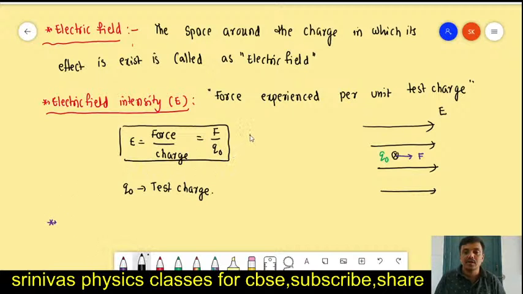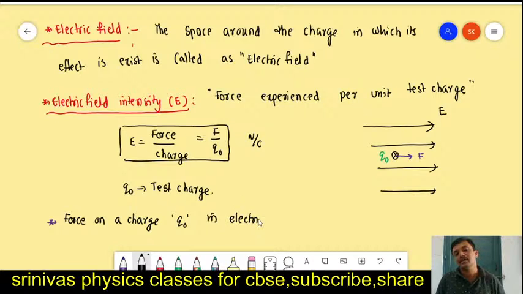Electric field intensity unit is Newton per Coulomb, force by charge. Force experienced per unit test charge is called the electric field intensity. Next, force on a charge: a Q naught charge we are keeping in an electric field of intensity E.